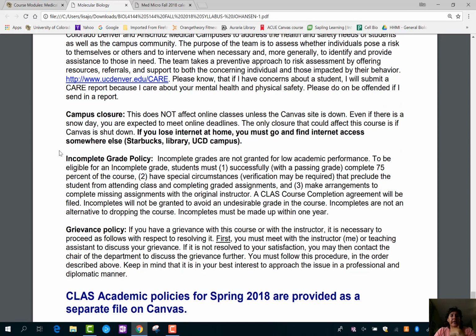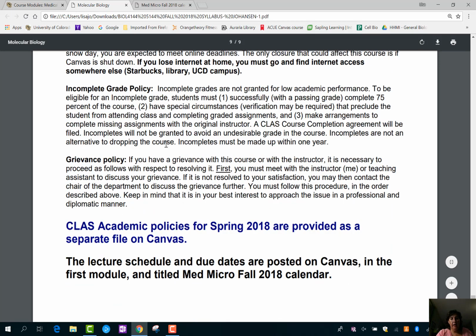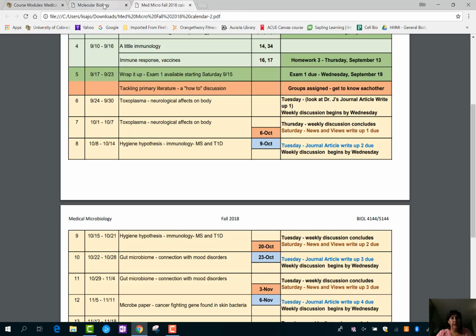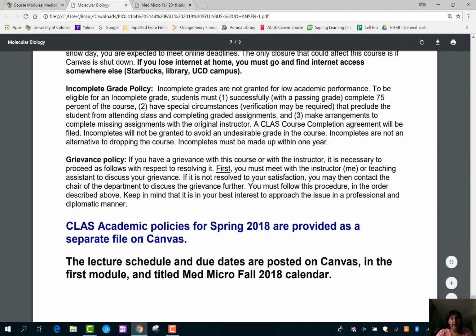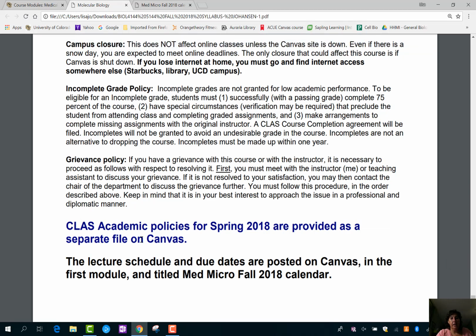Okay, let's get back to the boring stuff. Campus closure. Sorry guys, even if we get a snow day, which we never do, you still have to keep doing your work because it's online, unless Canvas is shut down. You can read about incomplete grades. You don't want to do that. You want to get done, get on your way to graduate. There's a grievance policy. You've seen the lecture schedule and all the CLAS academic policies. Well, that would help if it was for fall 2018. They are for fall. I just didn't fix the syllabus.